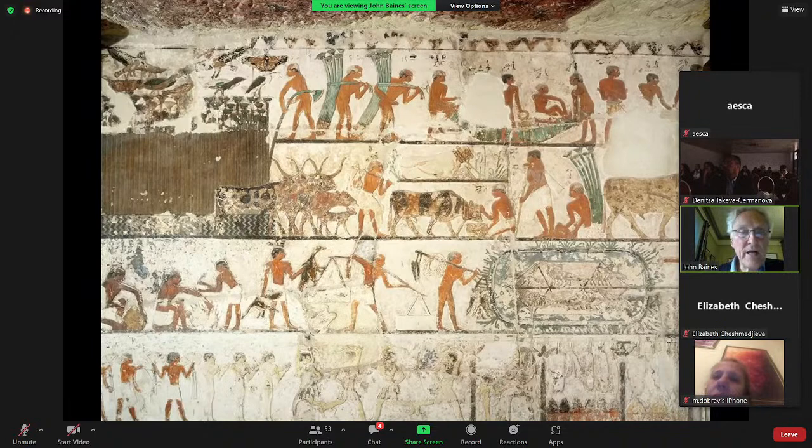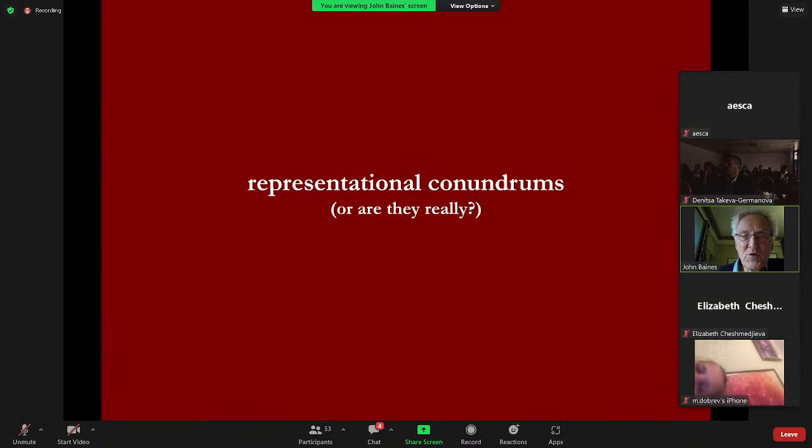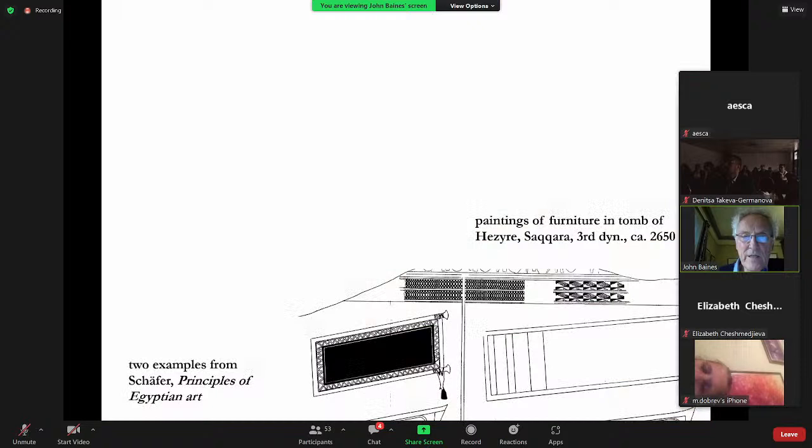Right, so those are ways in which you can organize things in one or two details, but let's think about the sort of problems that people like Schäfer in particular discussed. How far are they really problems? You have these pictures of furniture, of which there are large numbers in the tomb of Hesyre, which is the oldest tomb that has a reasonable amount of decoration surviving. Now, there's one prehistoric tomb, but we will omit that one.